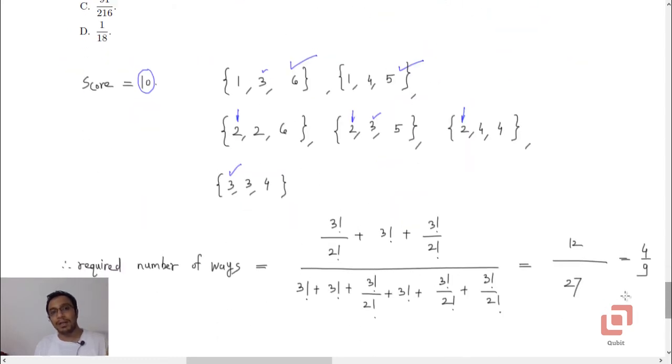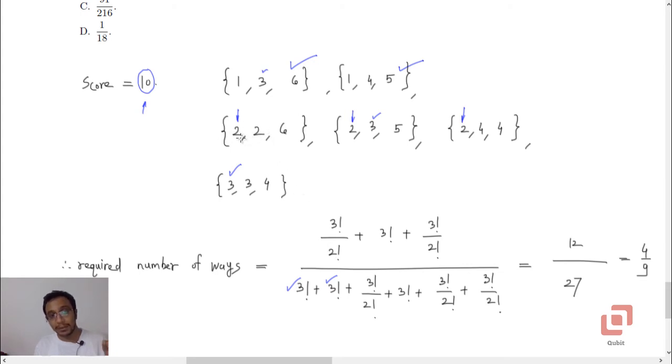And to do that, I have made use of 2 formulas. First is ordinary permutations, and the second one is permutations with repetitions. First let us determine the total number of outcomes which lead to the score of 10. 1, 3, 6: permutation without repetition, so 3 factorial. 1, 4, 5: again permutation without repetition, so 3 factorial.